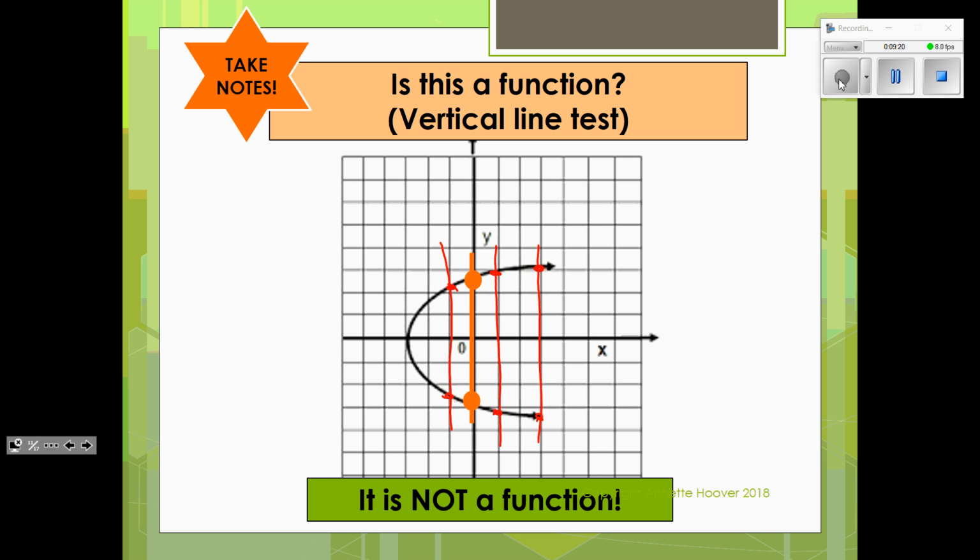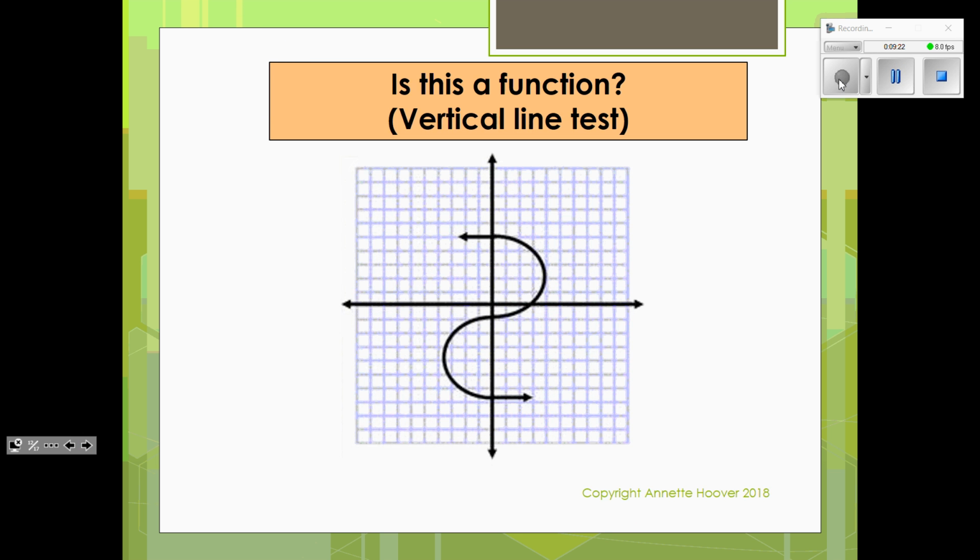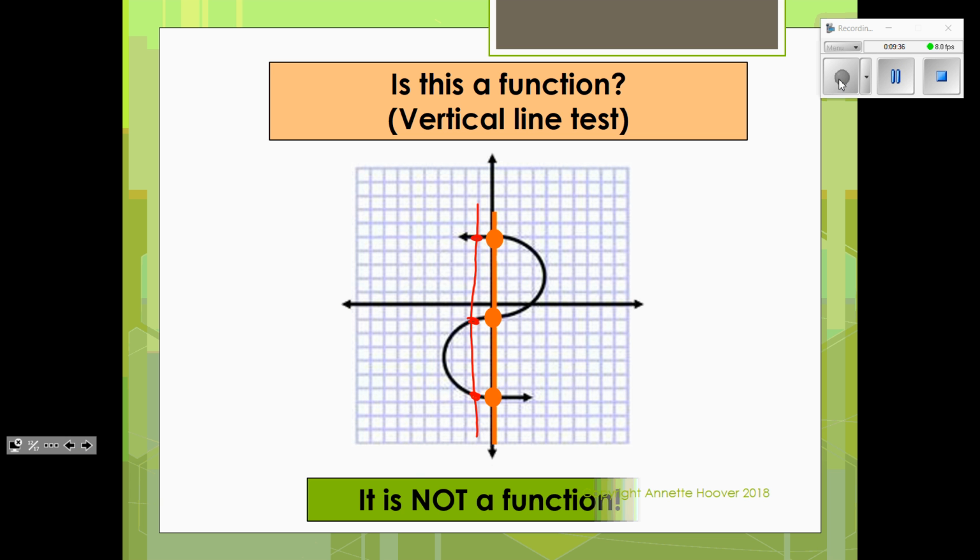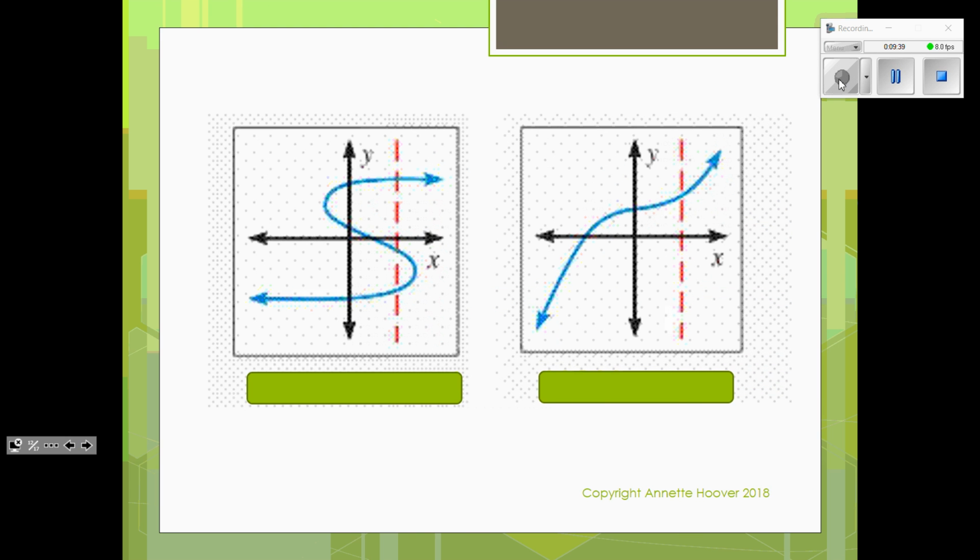The X cannot repeat. On this one, you'll see that with one vertical line, it actually touches in 3 places. That means the X is repeating 3 times. That means it is not a function because the X cannot repeat. So in this one, notice here, looks just like the last one, touches in 3 places. That means the X is repeating 3 times. And because the X is repeating, it is not a function.